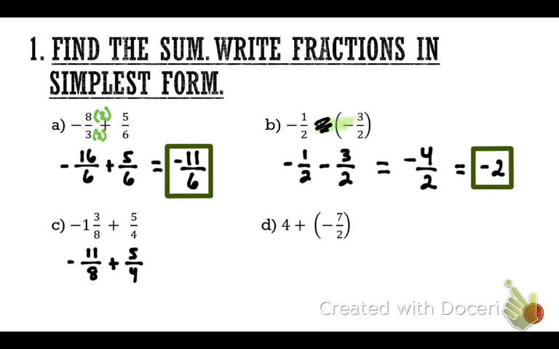5/4. Aubrey, what would the common denominator be? 8. Very good. So what do I need to multiply both of them by? Not by a 4. 4 times what number equals 8? 2. Very good. Okay, so we're going to multiply the bottom by 2 and multiply the top by 2. So if I drop this down, I've got -11/8 plus, Aubrey, what does this become? 10/8 is correct.